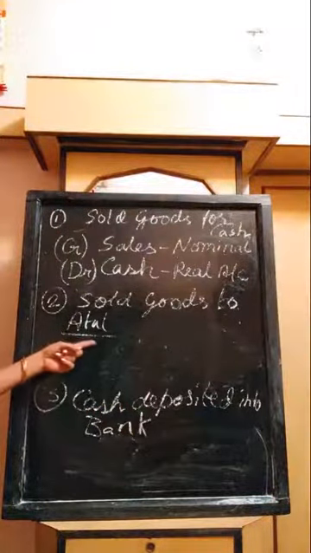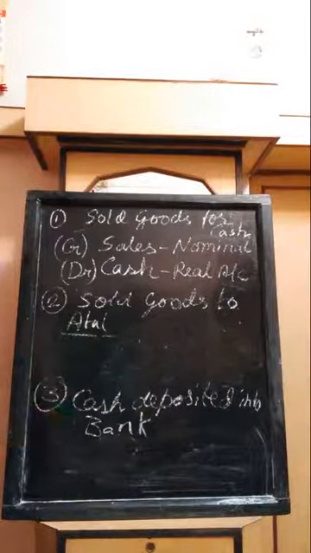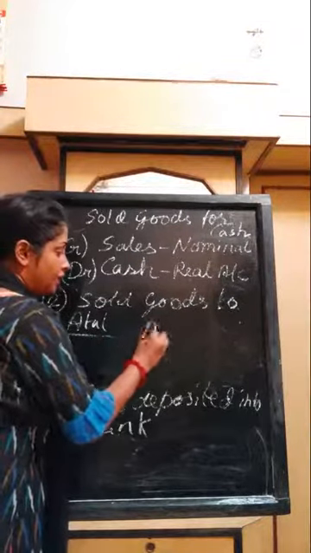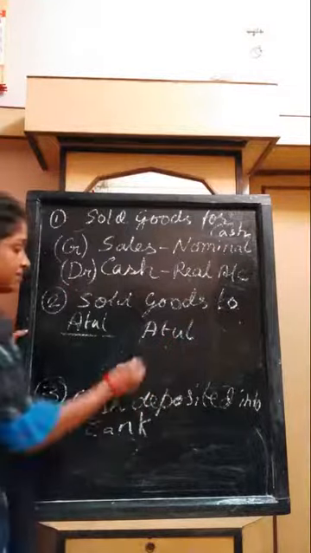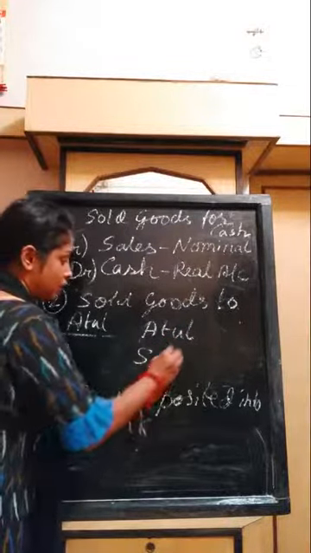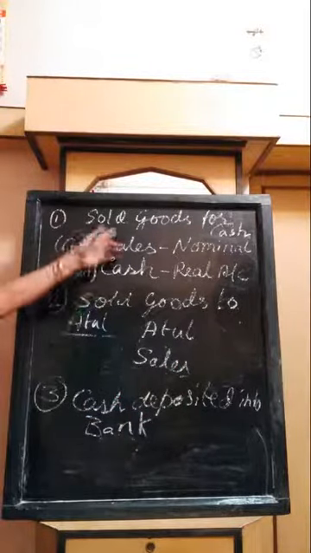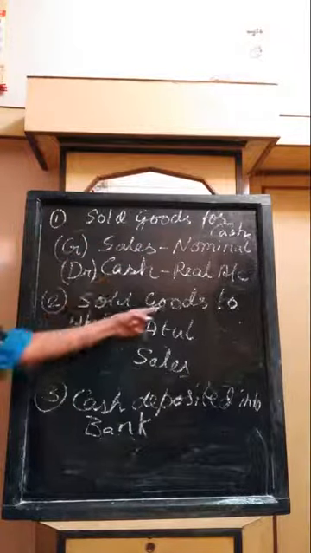The debtor's name is mentioned. This is the debtor Atul, to whom goods have been sold. So what will be the to account? Instead of cash account, Atul account will be used. So Atul, and the second one is sales of goods. The first one was cash and sales, in the first transaction, sold goods for cash. It was cash and sales, and sold goods to Atul.